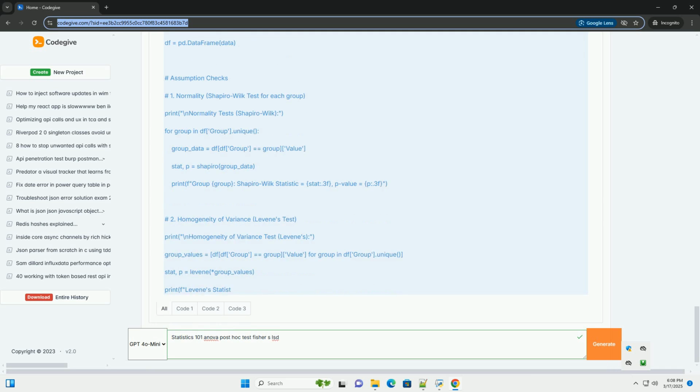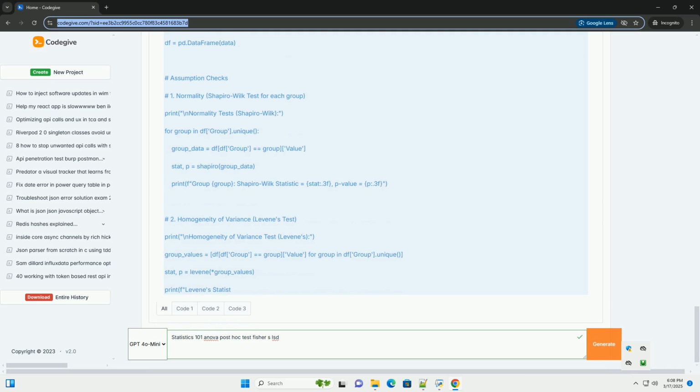The LSD is the minimum difference between two group means required for the difference to be considered statistically significant. The formula is given, where t is the critical t-value from the t-distribution with df equal to the degrees of freedom within groups, error df, and a significance level, alpha, usually 0.05, divided by 2, for a two-tailed test.